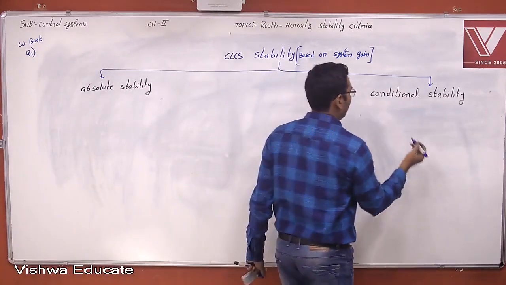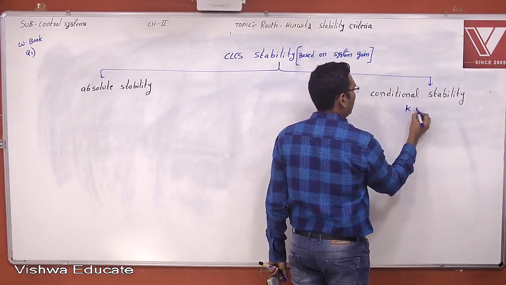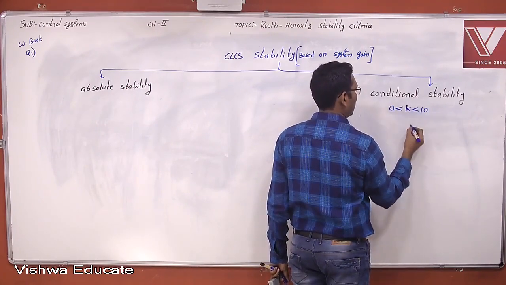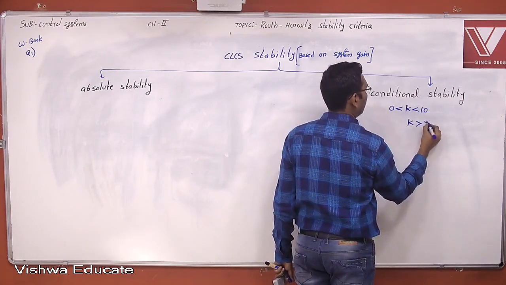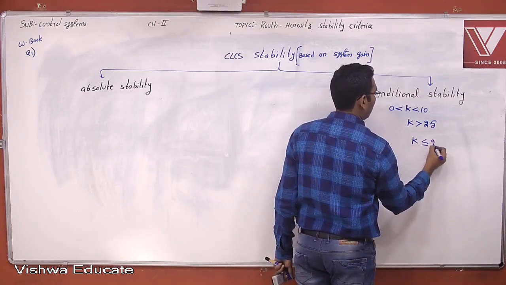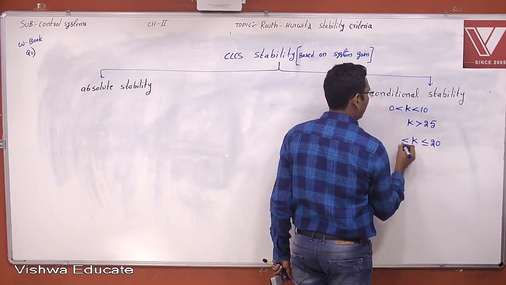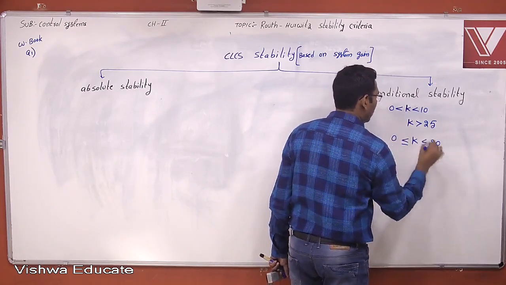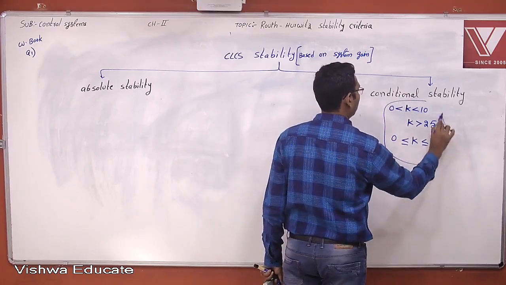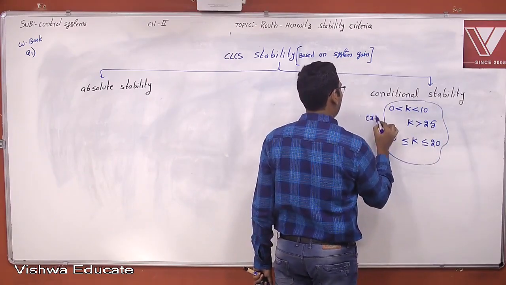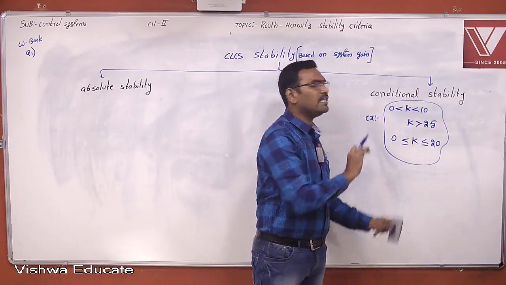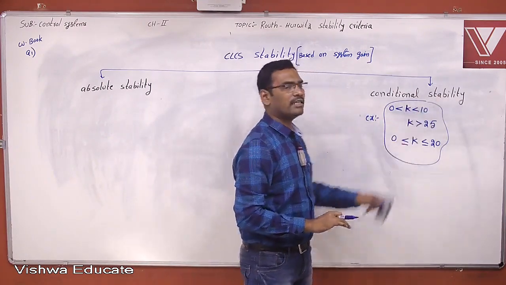I will take one example. If k is less than 10 and greater than 0, then only the system is stable. If k is greater than 25, then only the system is stable. If k is less than or equal to 20 and greater than or equal to 0, then only the closed loop control system is stable. This is just an example. Here the system is stable for a certain condition. That's why this is called conditional stability.